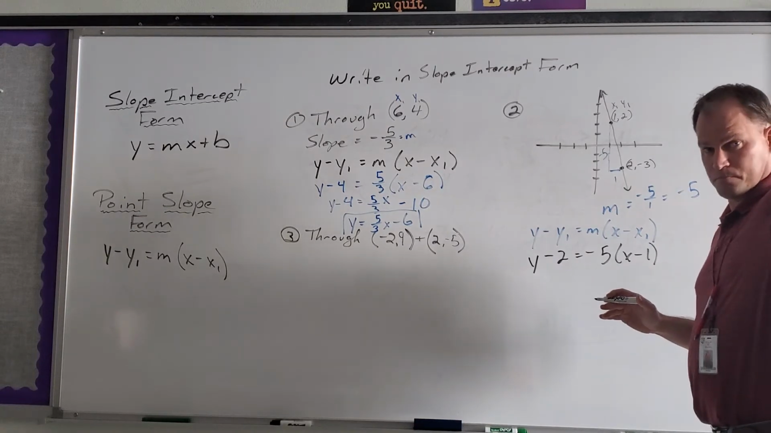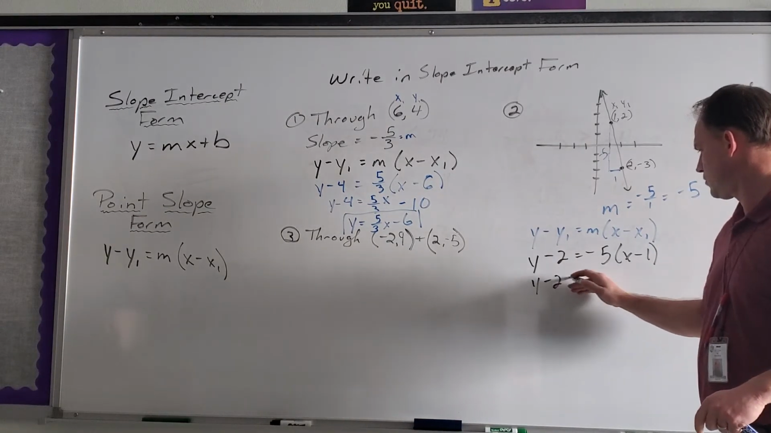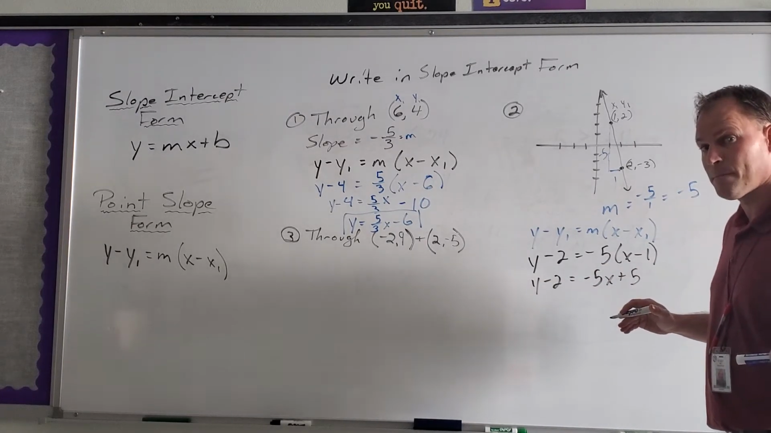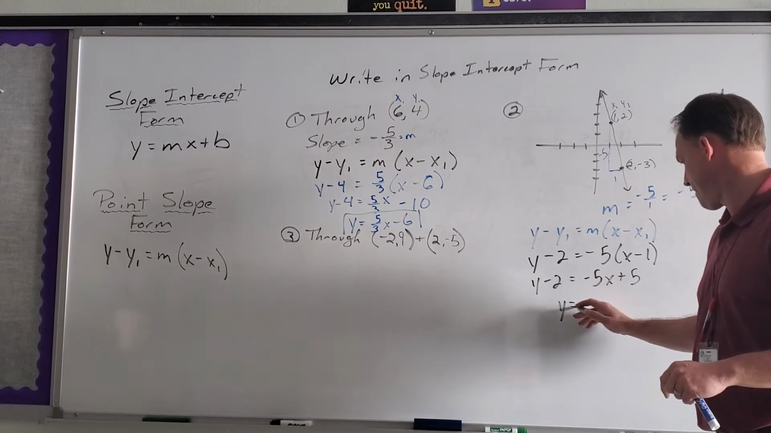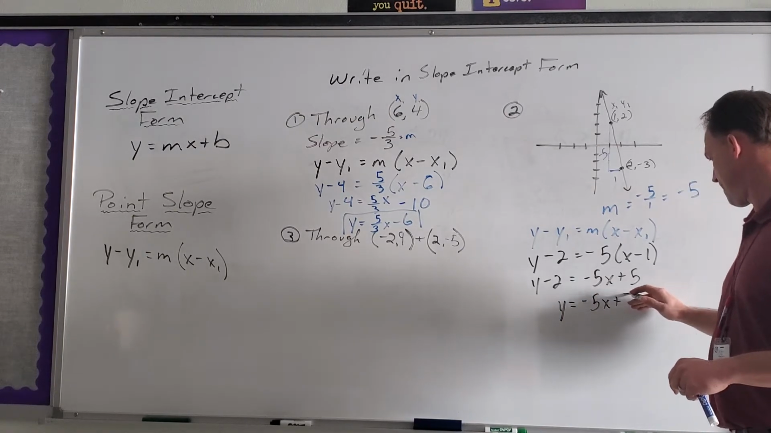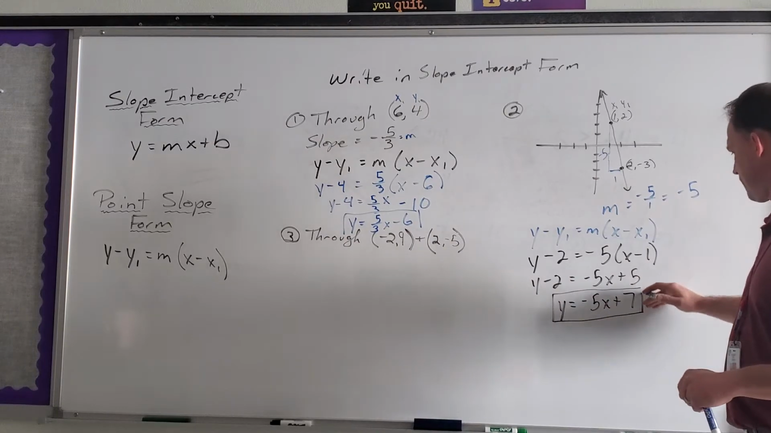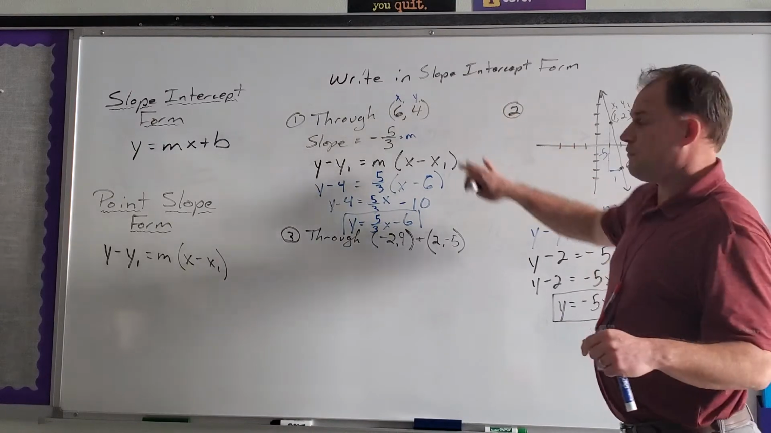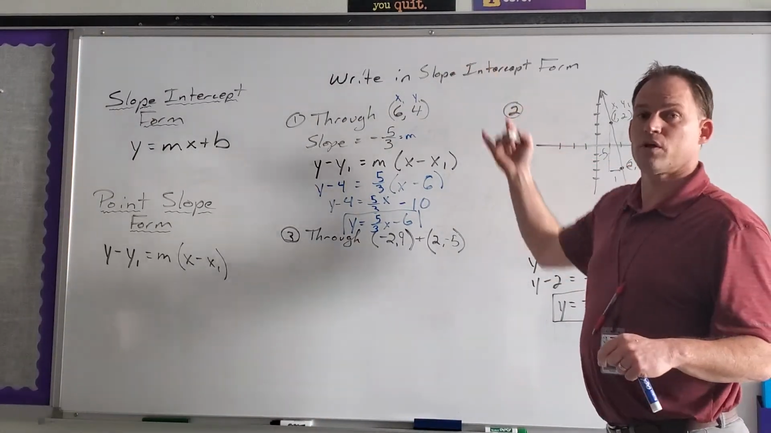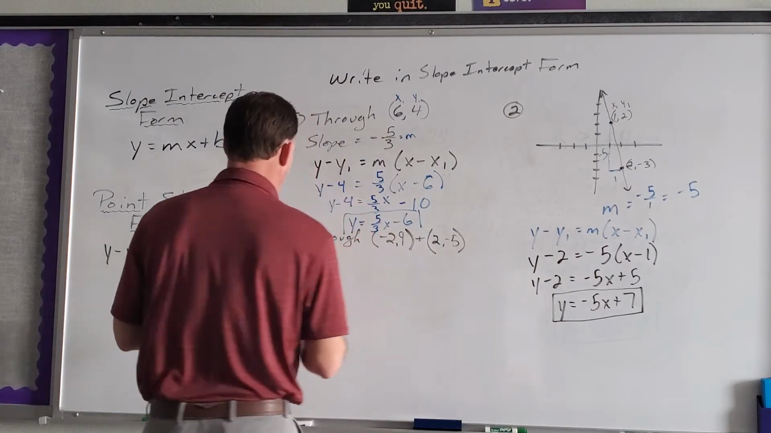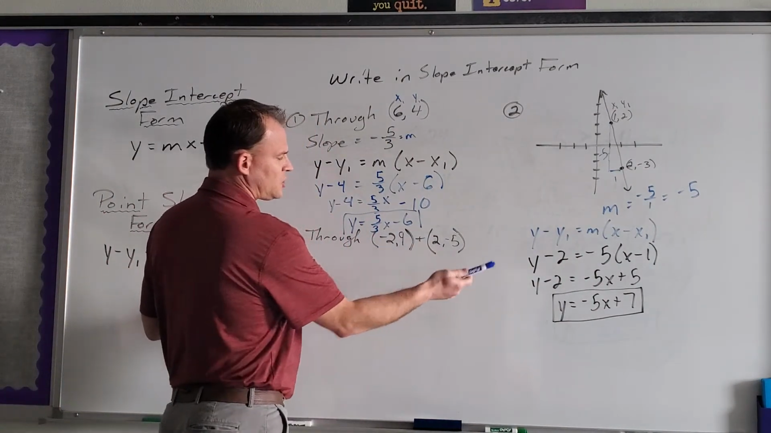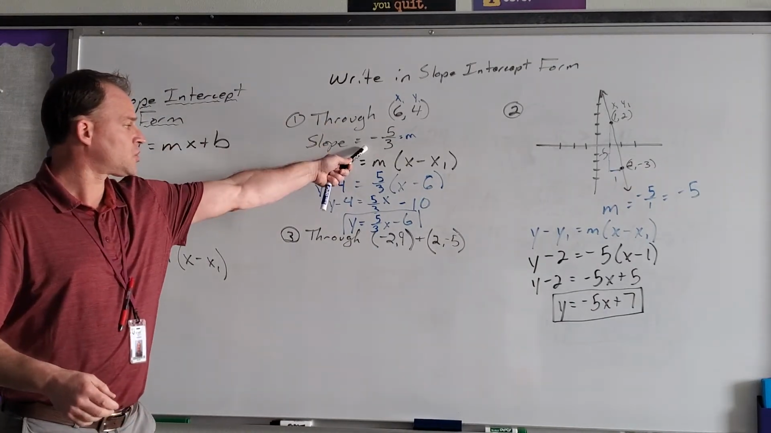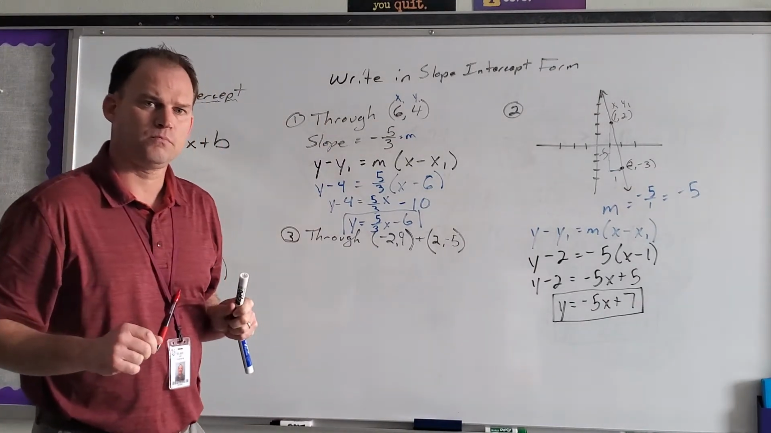What's the next step? What's the last step? Again, if it tells me to leave it in point-slope form, I can leave it right here. If it tells me slope-intercept, I got to do those last 2. And here we go, last one. Through -2, 9, and 2, -5. I don't have a graph to look at. I don't know the slope. How am I going to find the slope?